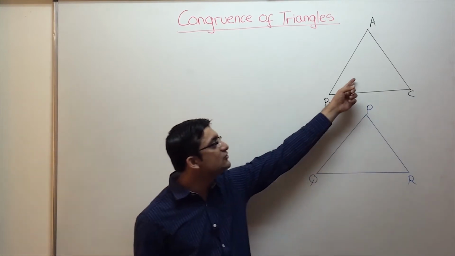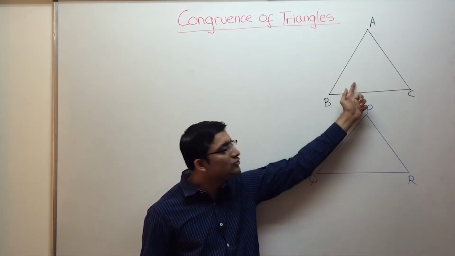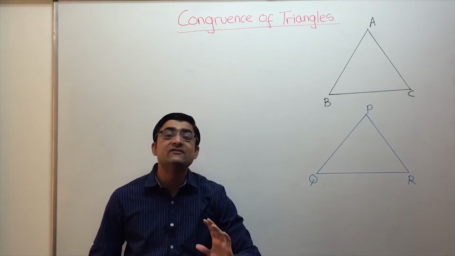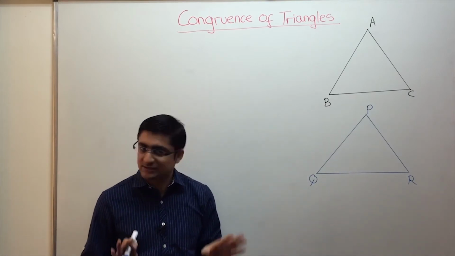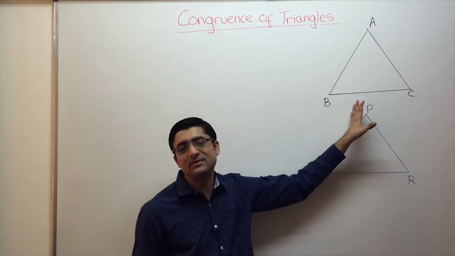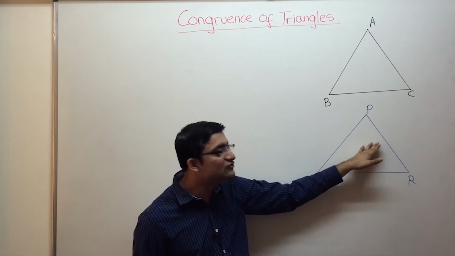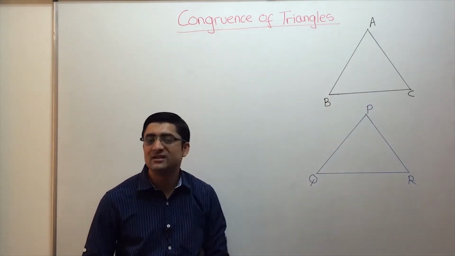So see, I've drawn two triangles over here, triangle ABC and triangle PQR. Now two triangles are said to be congruent if they have the same shape and same size. That is the basic definition of congruence. I repeat, two triangles are said to be congruent if they have the same shape and same size. So as you can see, both these triangles have the same shape and the same size. So these two triangles are congruent.